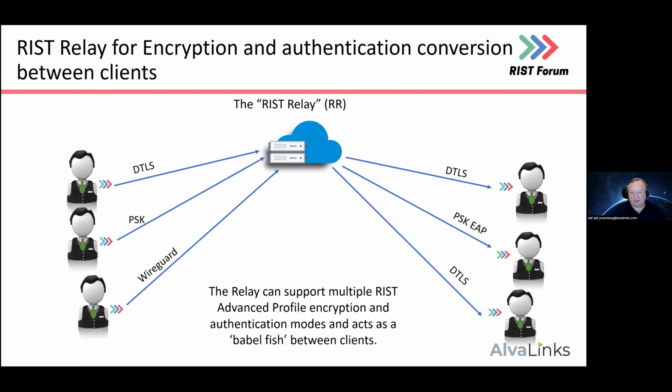Let's see another use case for the encryption. Basically, this is the conversion. The RIST relay can convert from DTLS to DTLS, DTLS to PSK, WireGuard. Basically, the RIST relay can communicate in any fashion, so it acts like a Babel fish between clients to overcome the encryption and authentication used by each client.